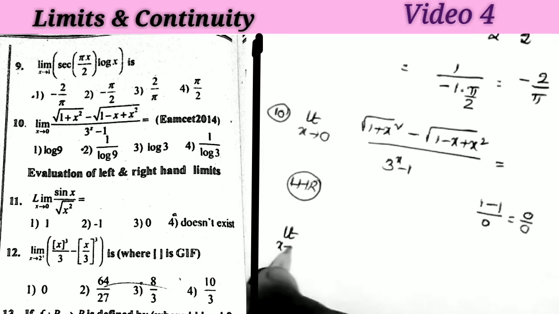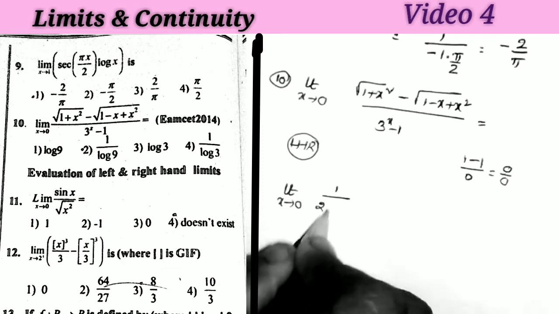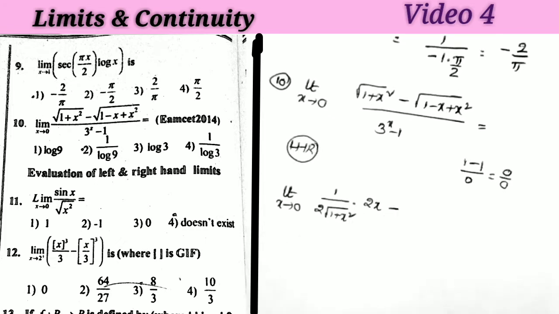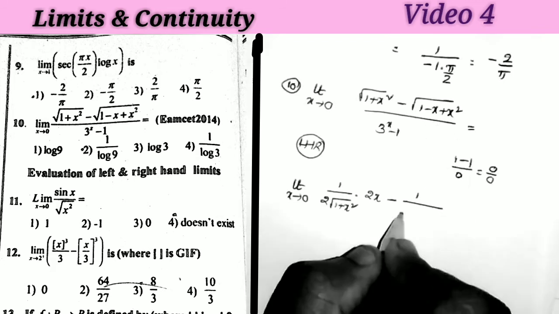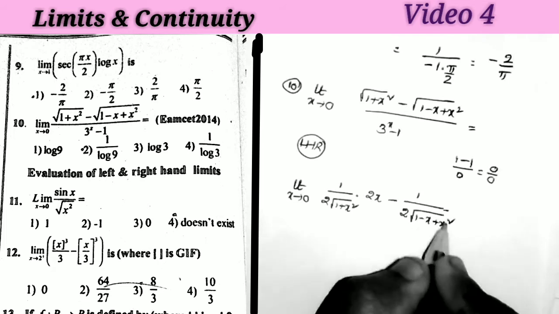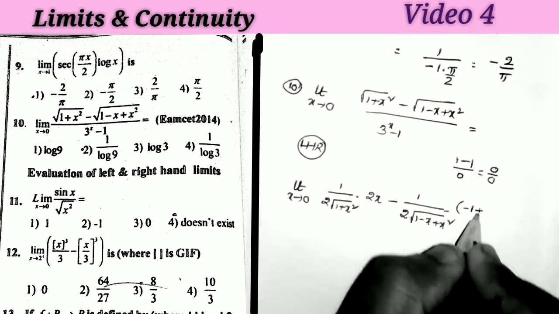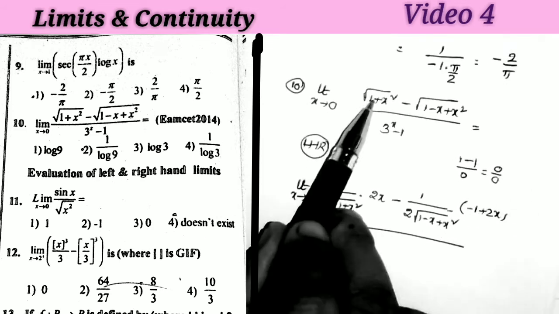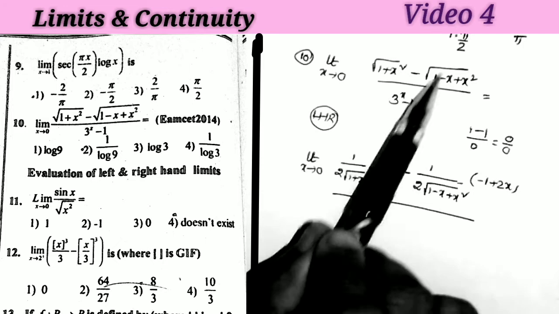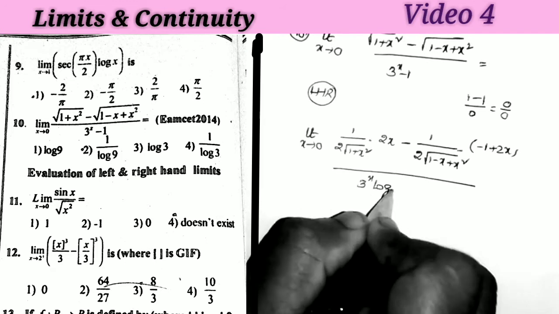So this is equal to limit x tends to 0. This is a root form. What is the root x derivative? 1 by 2 root x. So 1 by 2 root(1+x²) into, again the x² derivative is 2x, minus, again this is a root form, 1 by 2 root(1−x+x²) into the derivative of the inner part: 1 derivative 0, minus x derivative minus 1, and x² derivative 2x. Divided by the derivative of 3ˣ, which is 3ˣ log 3.